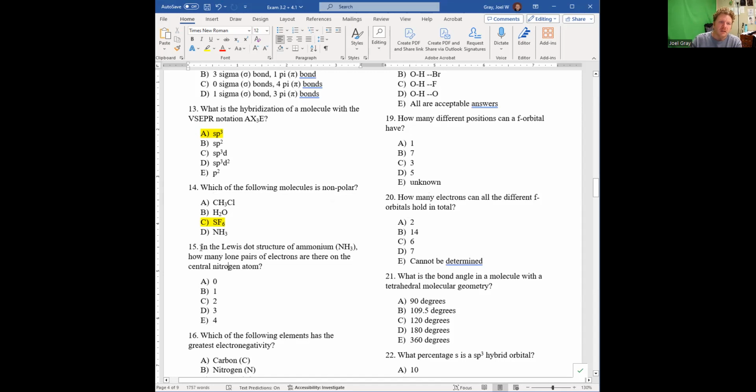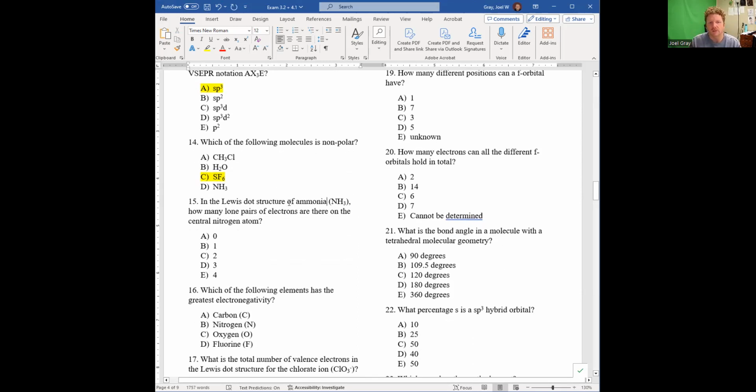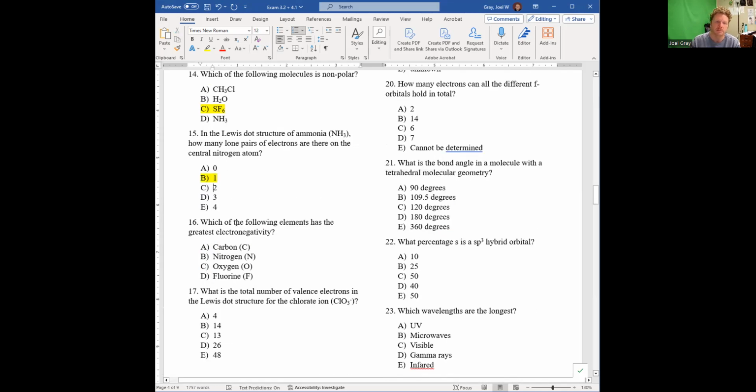Question number 15. In the Lewis dot structure of ammonium, sorry, that is ammonium, not ammonia. How many lone pairs of electrons are there on the central nitrogen? So ammonia has 1 lone pair of electrons. So that formula NH3, you'd add that up and you'd see that that's 1, 2, 3 hydrogens off the central atom and a lone pair of electrons coming off of that nitrogen as well. So answer option B1 is our correct answer.